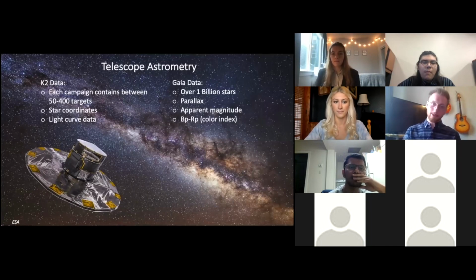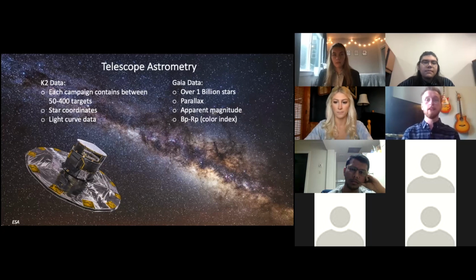So our astrometry actually required 2 telescope input sources. First one, of course, was K2 that I just mentioned. And the second one is the European Space Agency's Gaia Sky Survey, which this is a picture of right here. So each Kepler campaign contains a few targets, but Gaia has surveyed over 1 billion stars and is on track to survey another billion very, very soon.